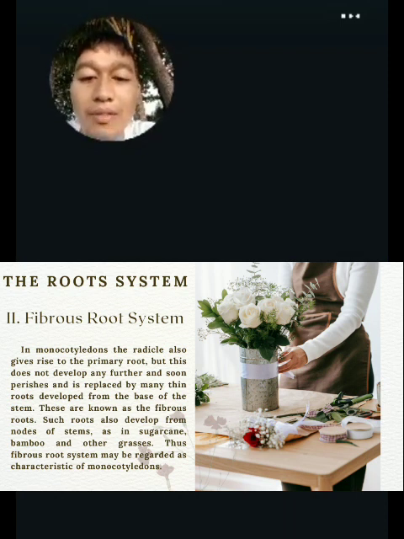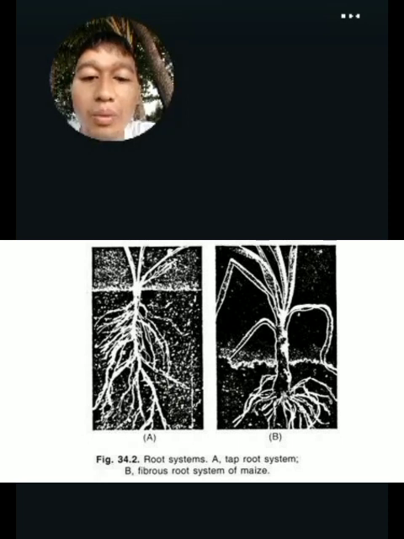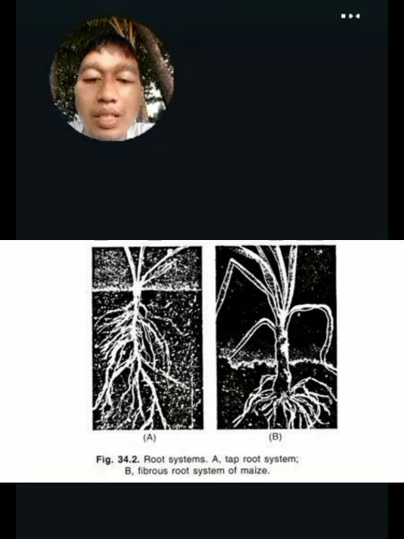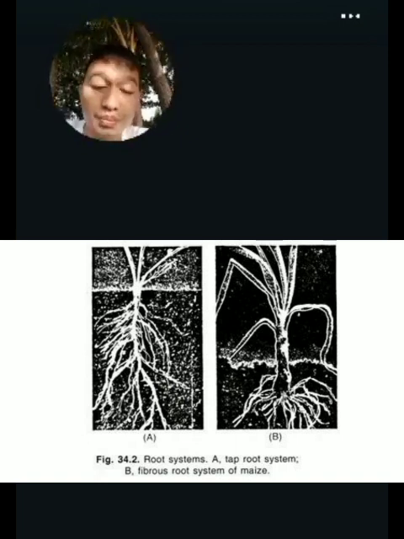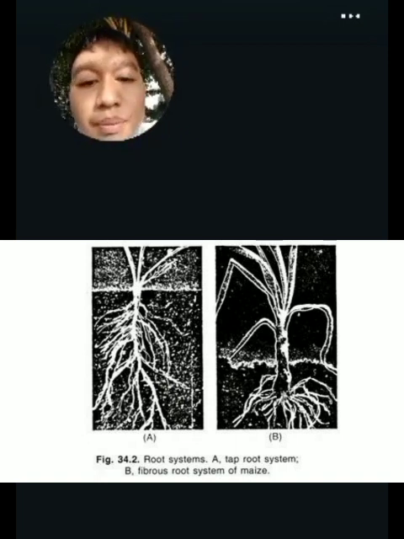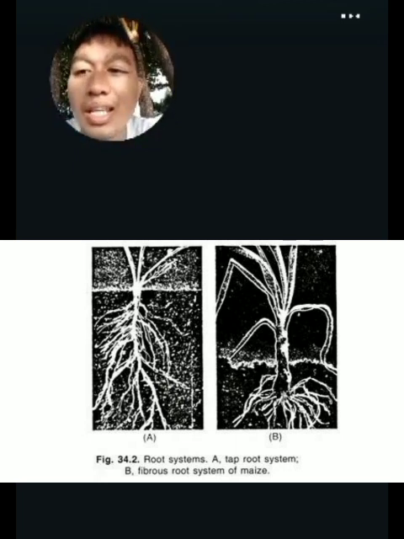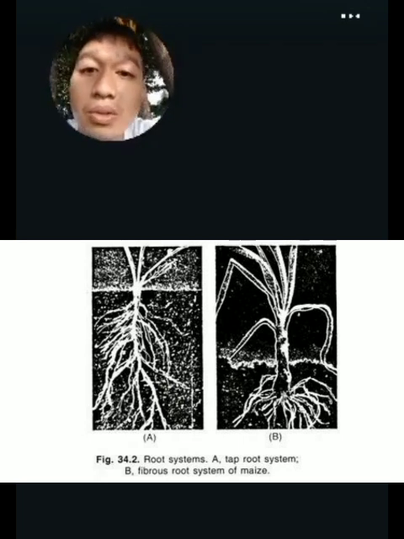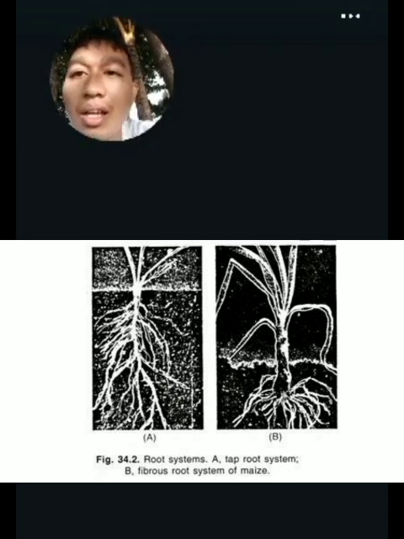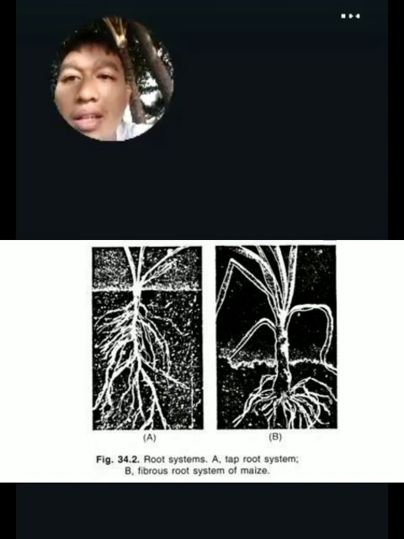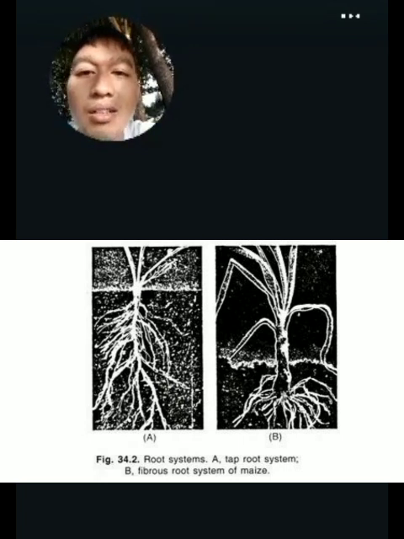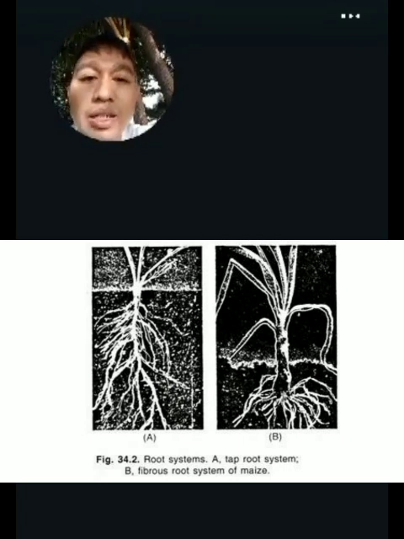So this is Figure 34.2, root systems. The A represents the taproot system and the B represents the fibrous root system of maize. Examples of taproot systems are cucurbit species, legumes, and flowers including roses and gumamela, while the fibrous root systems are the monocots, like the grasses such as corn, rice, coconut, pineapples, and orchids.